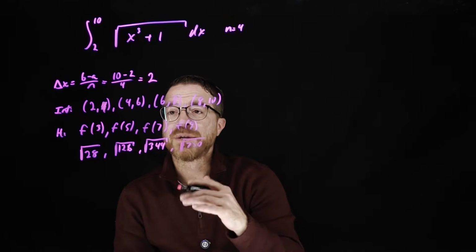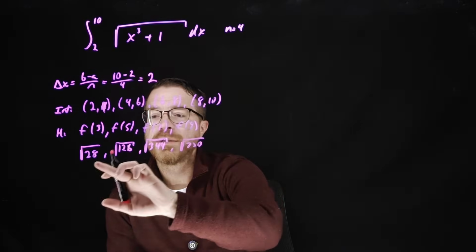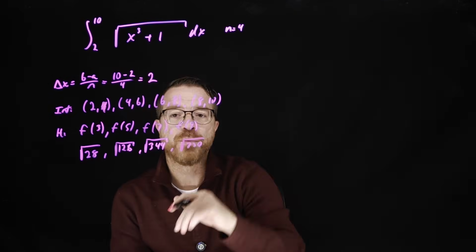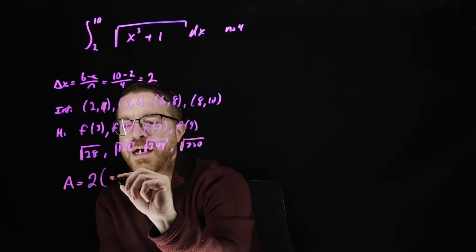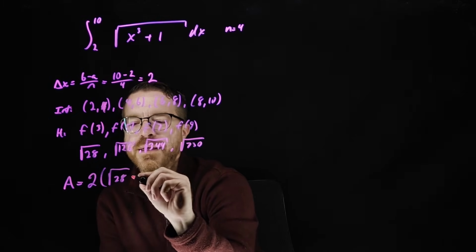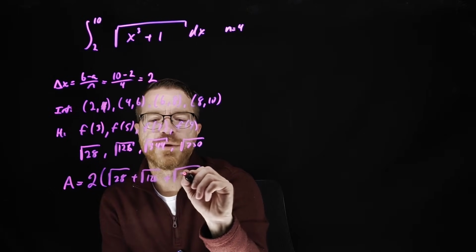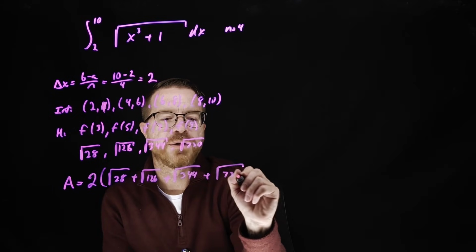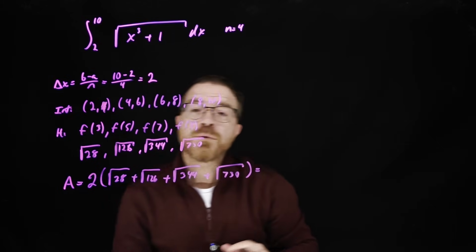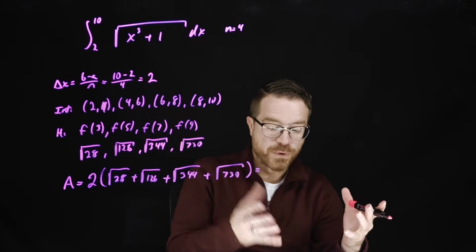So now we're going to take the area of each of these by taking the width of each rectangle times the height. Each of these has a width of 2, so I'm going to pull that out. So the area is going to be 2 times the square root of 28 plus the square root of 126 plus the square root of 344 plus the square root of 730. Now this question does want an approximate answer because it said to round to 4 decimal places.